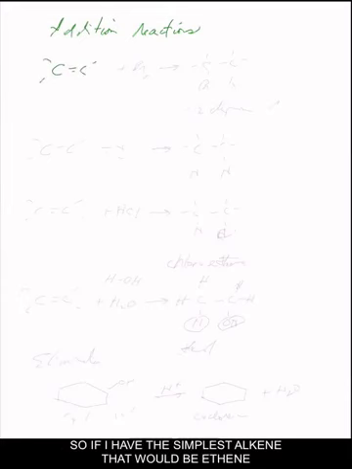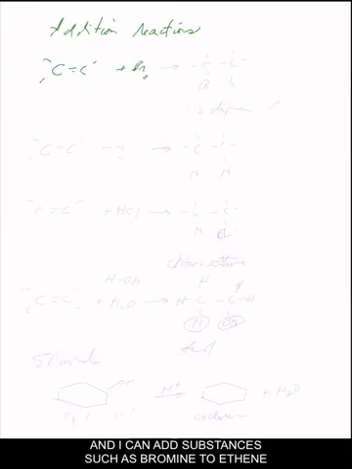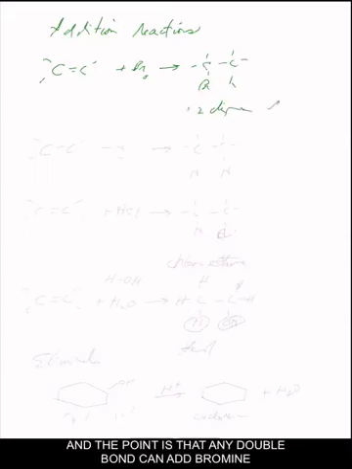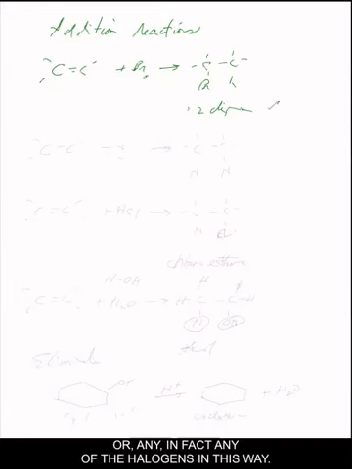So if I have the simplest alkene, that would be ethene, and I can add substances such as bromine to ethene to give me a 1,2-dibromoethane. And the point is that any double bond can add bromine or, in fact, any of the halogens in this way.